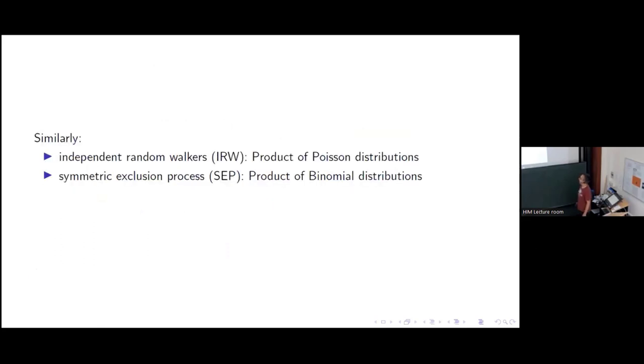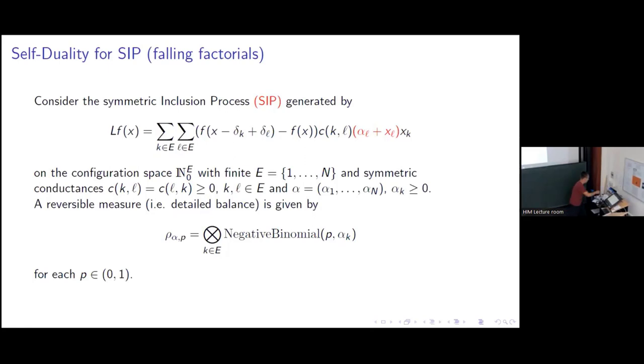And what I can also quickly do, so you see here that in red brackets, it's now alpha_l plus x_l, that's the SIP. Then I can also look at alpha_l minus x_l. If I assume that these are integers, then that generator describes the symmetric exclusion process. And I can also write only alpha_l, and then these are independent random walkers. Okay, just for your information.